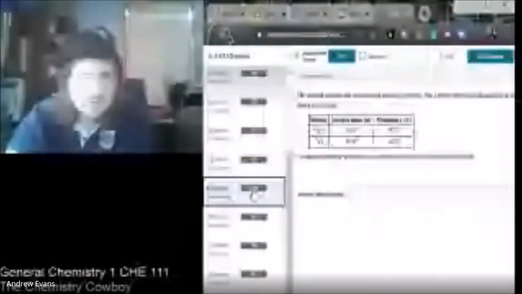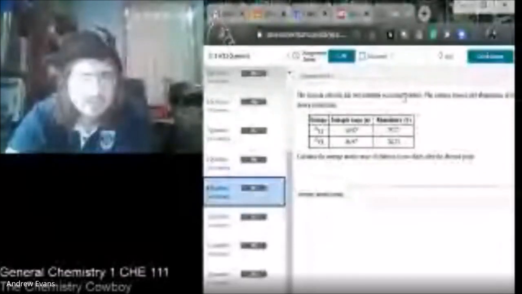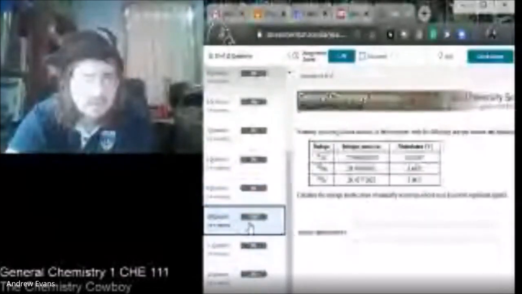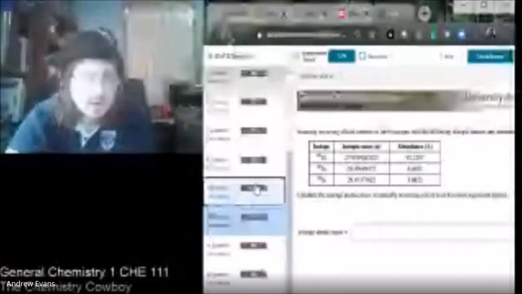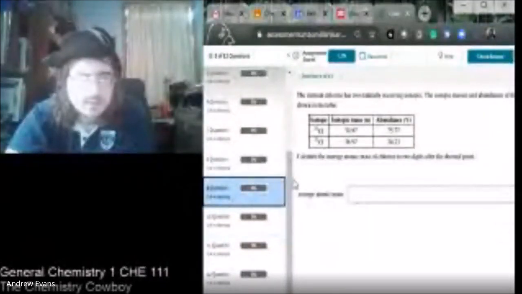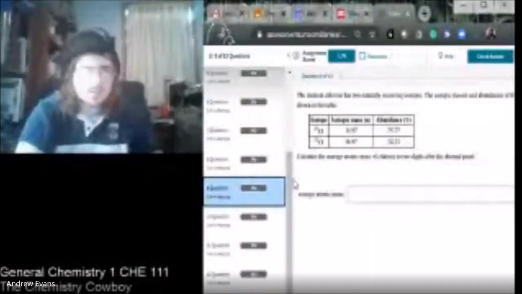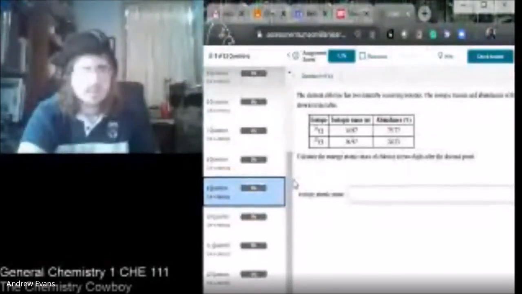The one I really want to do is look at 9 and 10. So we'll do 9 together, but 10 is very similar. So 9. How do we do this? We're saying, what's the average atomic mass of this?